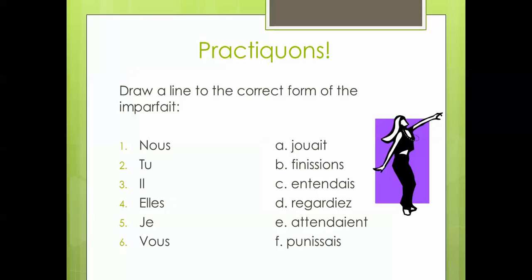Okay. Now we're going to practice. Okay, here, draw a line to the correct form of the imparfait. So go ahead and if you want, just write on your notes. 1 is equal to whatever letter, 2 is equal to whatever letter, and then the answers are on my next slide. Okay, here are the answers. Notice that for tu and je, I have given you two choices because the endings are the same, right? So you can choose either one. So why don't you do a little bit of a comparison and see if you got these right.